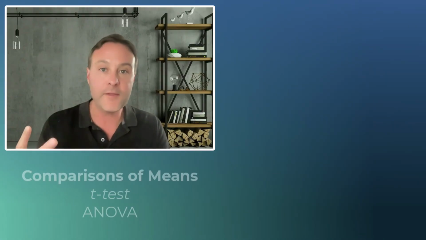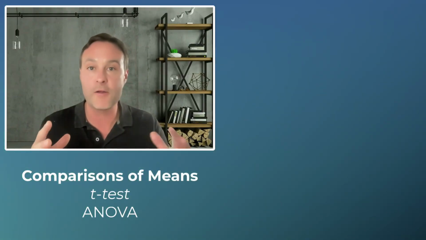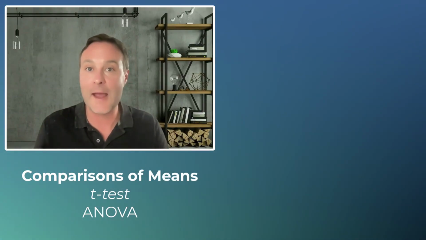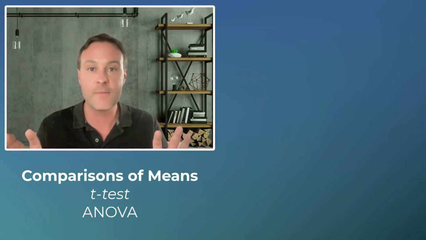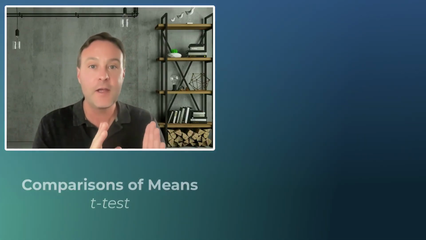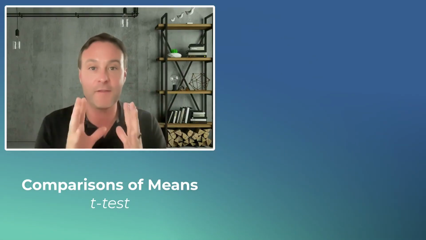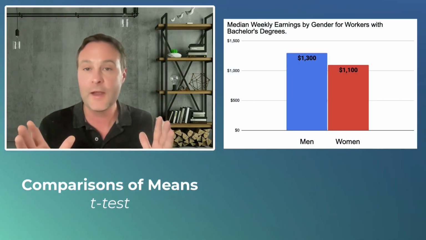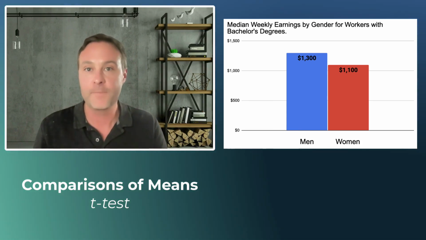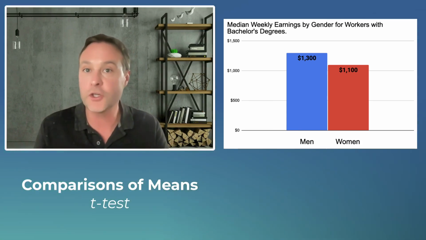So a couple of these tests are what we call comparisons of means. So you know what a mean average is. A t-test and an ANOVA are both comparisons of means. For the t-test, let's think of this visually. If you want to compare the means of groups, how might you make a graph for that? You'd probably make a bar chart.